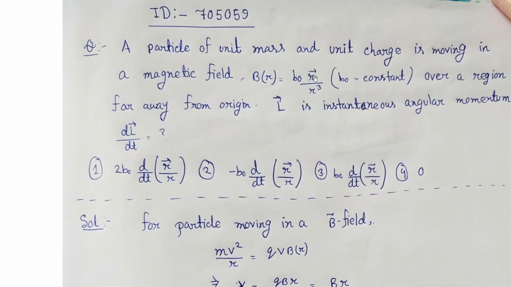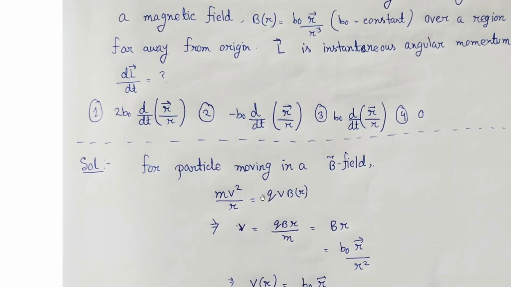So the problem says a particle of unit mass and unit charge is moving in a magnetic field B as a function of r, that is B naught r vector divided by r cube, where B naught is a constant, over a region far away from the origin, and capital L is the instantaneous angular momentum. Then you have to calculate what is dL by dt.